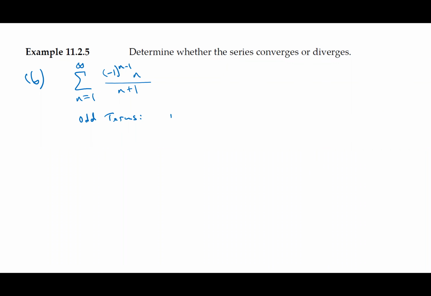Well, here's the deal. n over n plus 1, we know that that goes to 1. And so if we're looking at odd terms, if n is odd, then (-1)^(n-1) is even, so this will equal 1, since n minus 1 is even, right? If n is odd, then n minus 1 is even, okay? And so the odd terms are going to converge to 1.